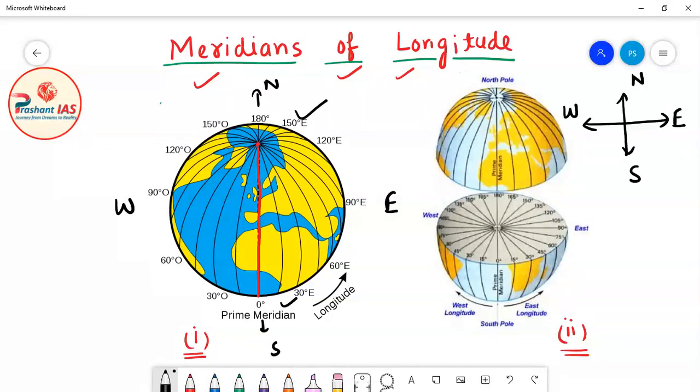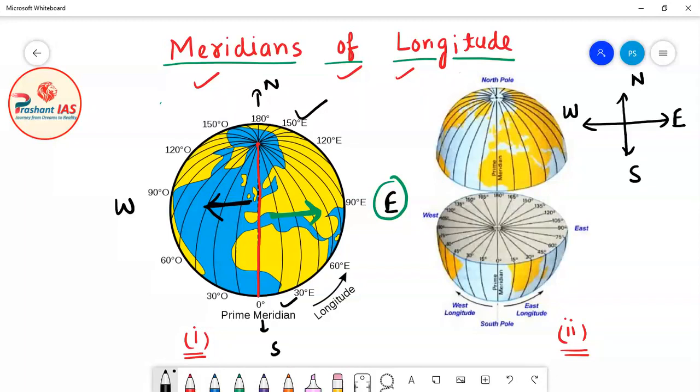Now friends, based on this example and based on this prime meridian and these directions, what conclusion can you draw? You can say, sir, the prime meridian is also dividing the earth into two parts. You can see this is the east direction. One part of the earth is to the east of the prime meridian, and the other part of the earth is to the west of the prime meridian. So the prime meridian is also dividing the earth.